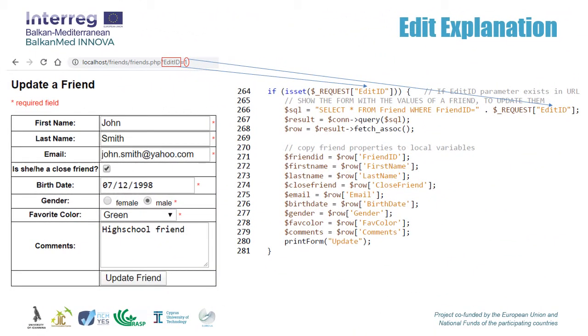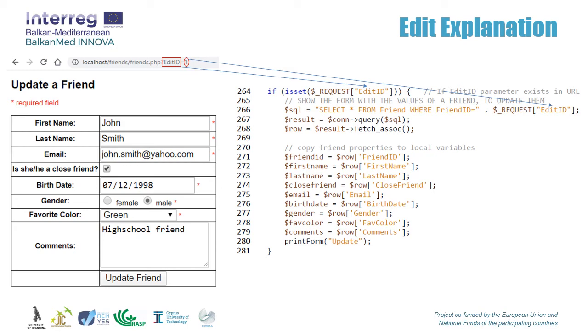In line 264, this condition is true, as the editID parameter exists on the URL. In line 266, we build the SQL statement for the selection of the friend with the specified ID in the URL, in our case the one. In lines 267 to 268 we fetch the values of this friend and store them in the $row associative array. In lines 271 to 279, we copy friend properties from the row array to global variables, and then, in line 280, we call the print form function with update as parameter.